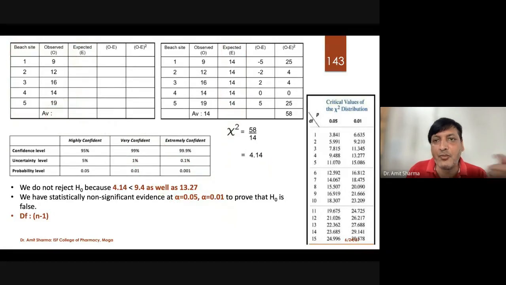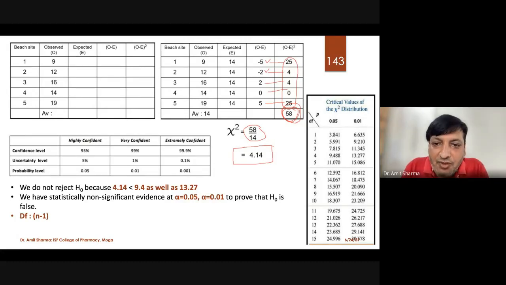Now what we have in the numerical, first of all you have to do O minus E. 14 minus 9 is 5, 14 minus 12 is 2, and the square of 5 is 25, the square of 2 is 4, the square of 2 is 4, 0, 0, 5, and we got the sum of this. The sum was found to be 58. Clear? So 58 divided by 14, we have got the chi-square score. The chi-square value was found to be 4.14.